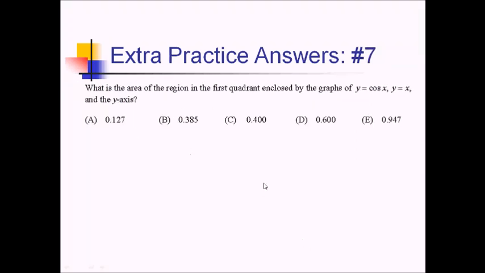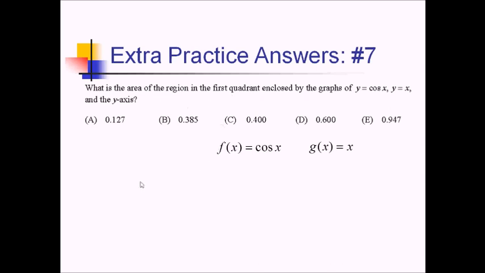For this problem, they want to know the area of the region in the first quadrant enclosed by cosine of x, y equals x, and the y-axis. So I'm going to start by just renaming these. I'm going to call cosine of x f of x, and y equals x, I'll call that g of x, just so it's easier to keep them separated. And I need to figure out where these two things intersect. That'll give me my limits of integration for this region that I'm trying to find the area of.